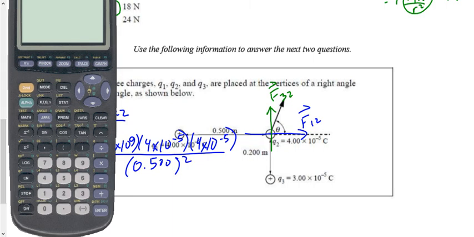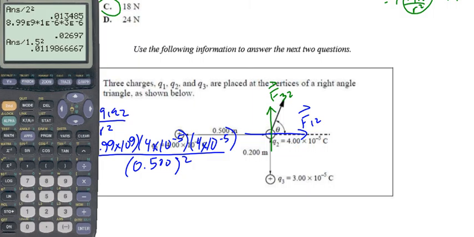All right, let's pull out the calculator there and solve it. We've got 8.99 times 10 to the 9 times 4 times 10 to the minus 5 times 4 times 10 to the minus 5 divided by 0.5 squared. Gives us a value of 57.536 newtons.